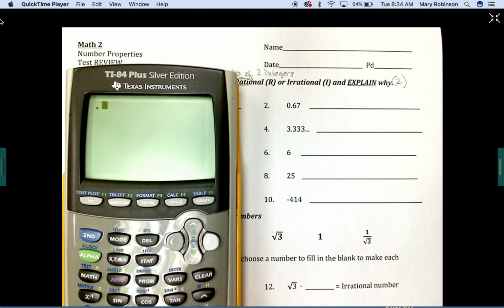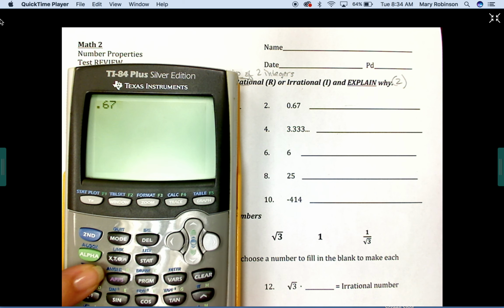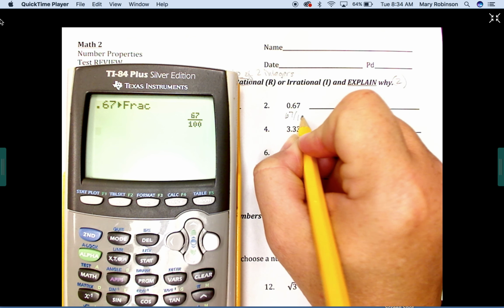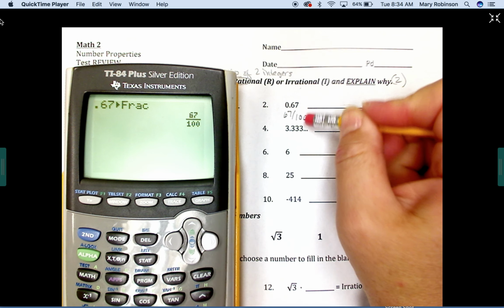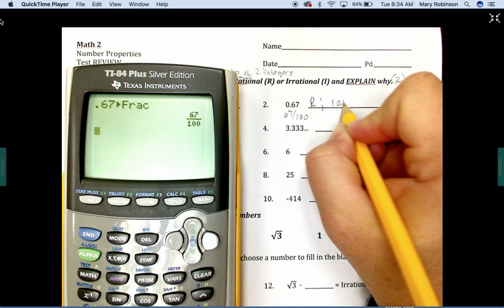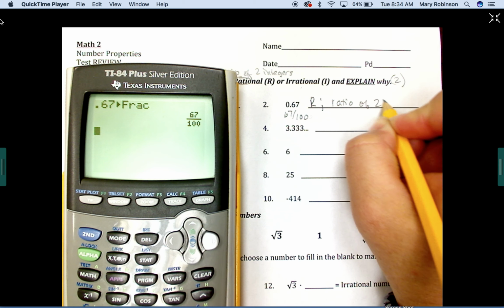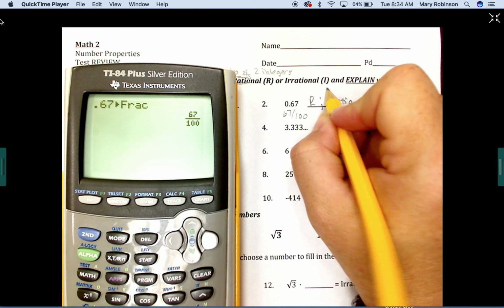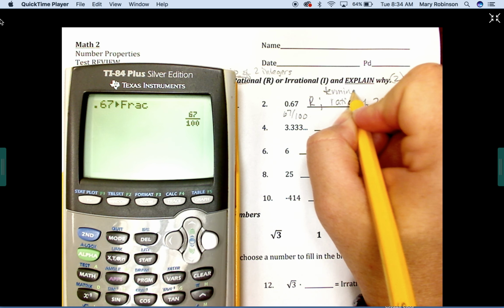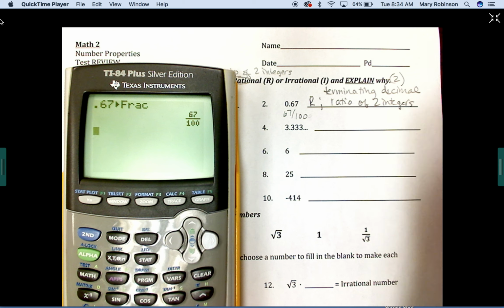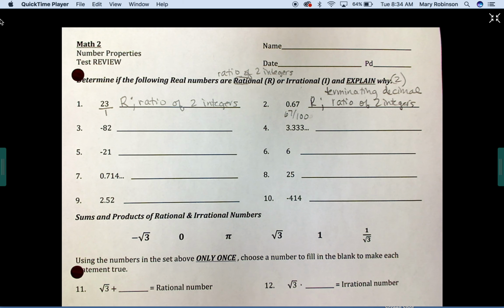If we put that in our calculator and try to turn that into a ratio of 2 integers by hitting math, enter, enter, we get 67 over 100. So therefore it is rational because it is the ratio of 2 integers. You could also say that it is a terminating decimal. That would also be appropriate.